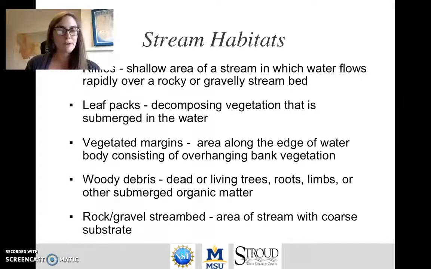Woody debris is a term you've already heard. This is dead or living trees, roots, limbs, or other submerged organic material. So essentially wood that's fallen from the terrestrial zone into the aquatic zone. And then of course the rock or the gravel stream bed is the area that has relatively coarse substrate.